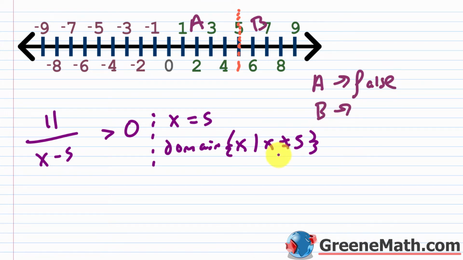Then for B, let's plug in 6. So you'd have 11 over 6 minus 5, which is 1. So again, that would just be 11, a positive value, and that's going to be greater than 0, so this is true. So 5 is excluded, right? Because again, that violates the domain. So we would just say that x here has to be greater than 5.